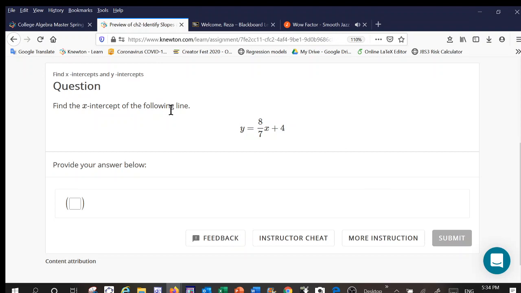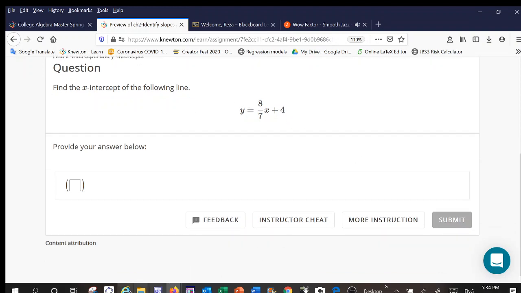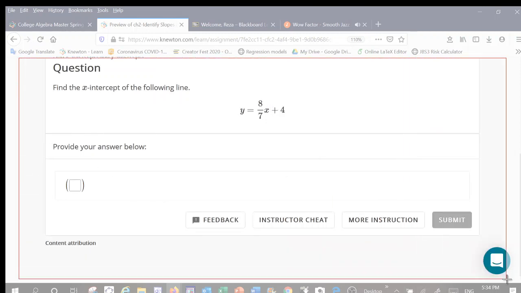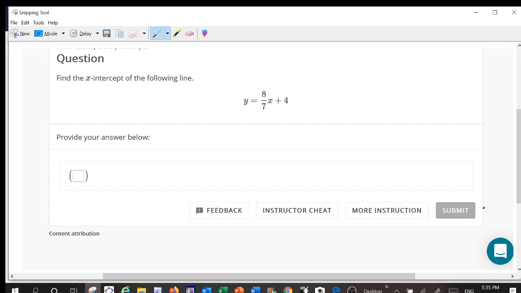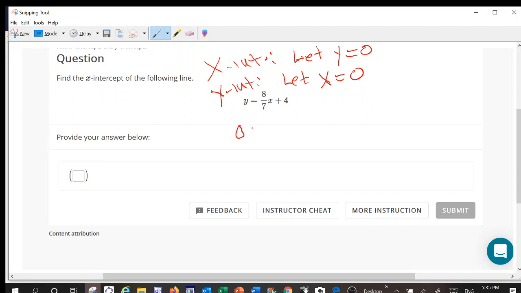Now it says find the x-intercept of the following line. How do we find the x and the y-intercept of any equation? Well, that's easy. To find the x-intercept, all you have to do is let y be 0. And to find the y-intercept, let x be 0. So here we want to find the x-intercept, or let y be 0.